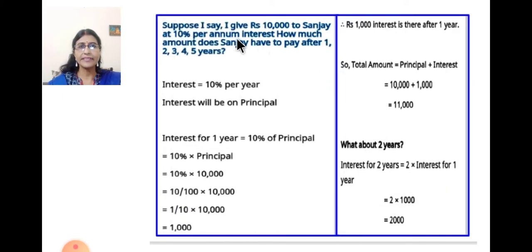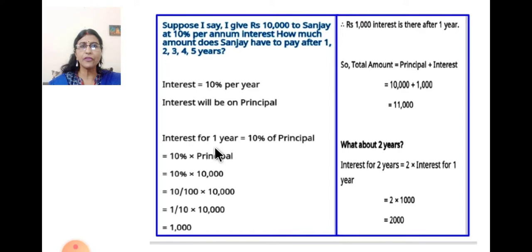Now here let us see this example. Suppose I say I give rupees 10,000 to Sanjay at 10% per annum interest. How much amount does Sanjay have to pay after 1, 2, 3, 4 and 5 years? So we'll write like this: interest is equal to 10% per year. Here it is given 10% per annum. Annum means year. And then interest will be always on principal.